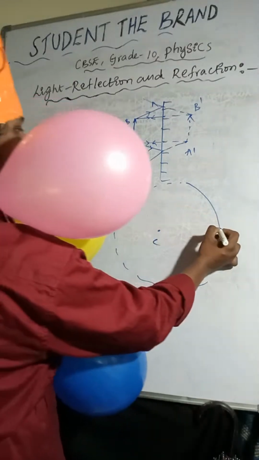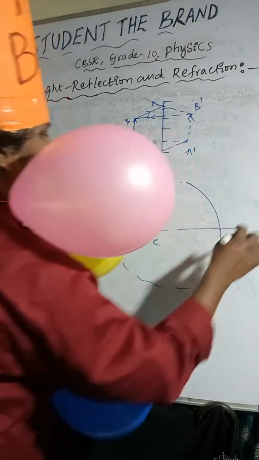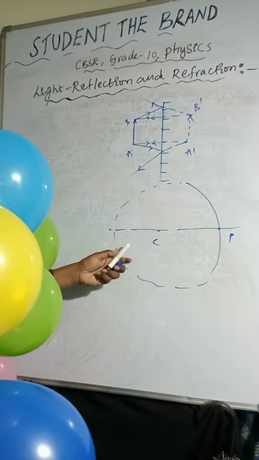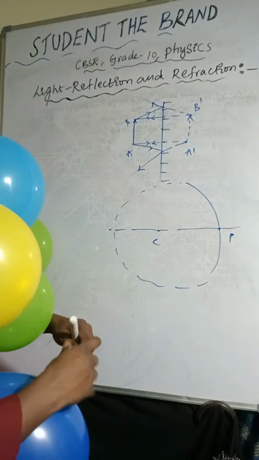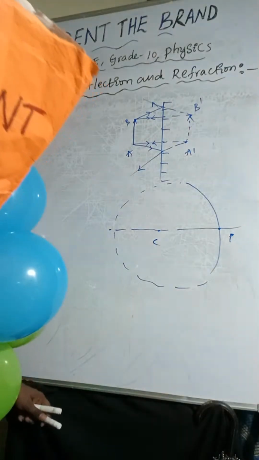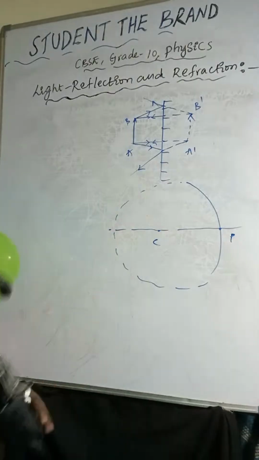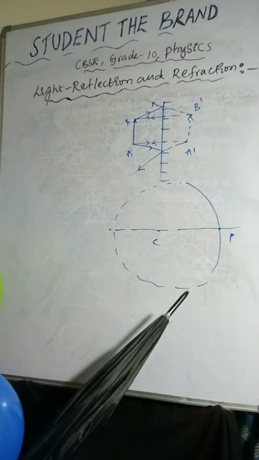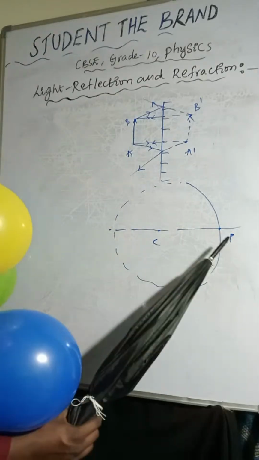Now here the midpoint of the mirror is called pole, and the center of the imaginary sphere of which the mirror is a part is called center of curvature.